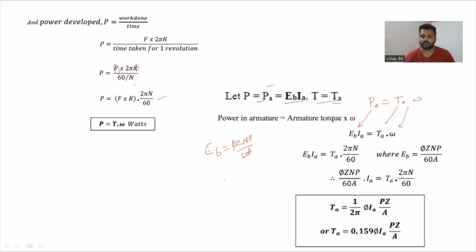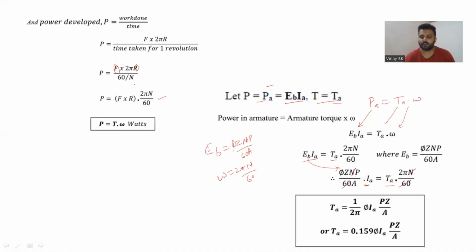Also omega is given by 2 pi n by 60. So Eb into Ia equals Ta into omega, where omega is 2 pi n by 60, whereas Eb is phi z np by 60A. So you write phi z np by 60A into Ia equals Ta into 2 pi n by 60. Here 60 and 60 will get cancelled, then n and n will get cancelled.